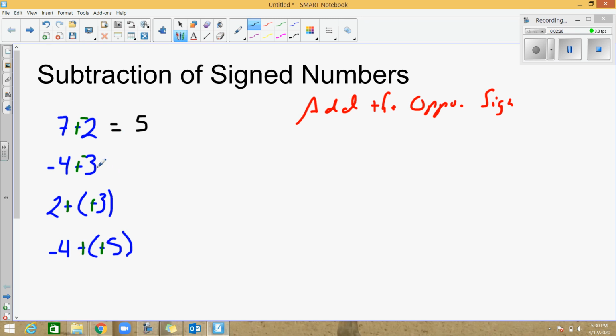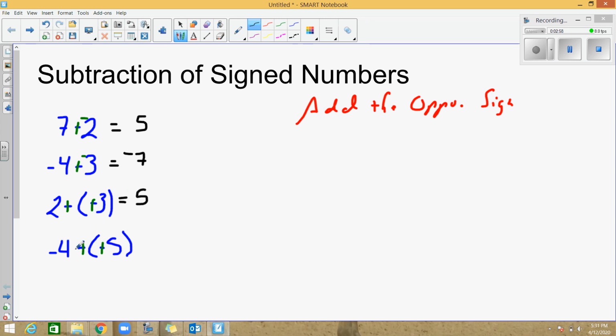Well, here on the second problem, we got a negative 4 plus now a negative 3. Well, so now we're adding the same sign. Well, just like the problem above, absolute values, we get to add those guys, and then we get to apply the sign. In this case, it's negative. Add the opposite sign here, and what we have is a positive 2 plus a positive 3, and 2 plus 3 is 5. Apply the sign, which is positive, and in this case we don't have to.